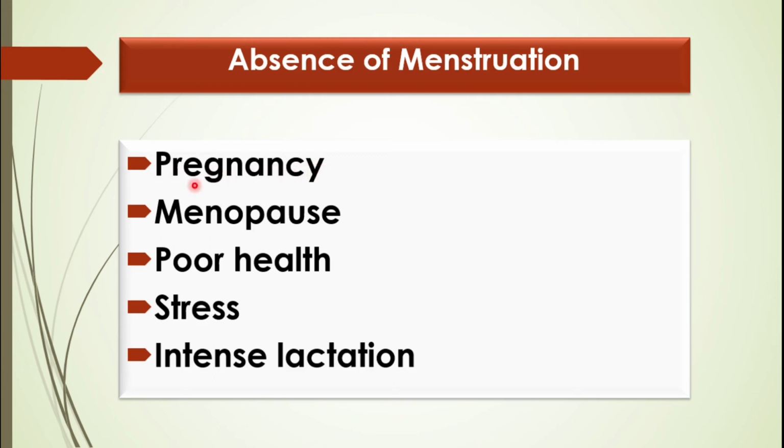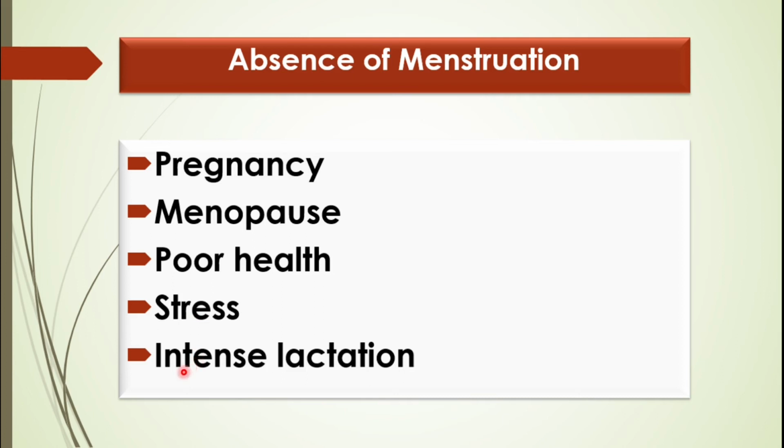Whenever there is pregnancy, there is no menstrual cycle observed. Similarly, after an age of 50 to 55, there is a sudden cessation of the menstrual cycle. The sudden cessation of the menstrual cycle is called menopause. The third reason is if a woman experiences poor health condition, if the nutritional status is very low, then there may be the absence of the menstrual cycle. Similarly, stress. If a woman is under terrible stress, that can disrupt the normal menstrual cycle.